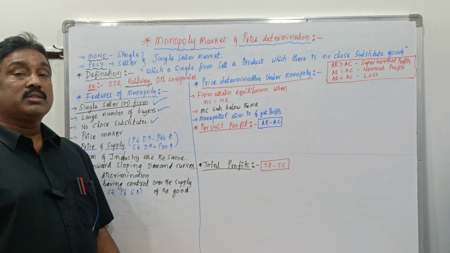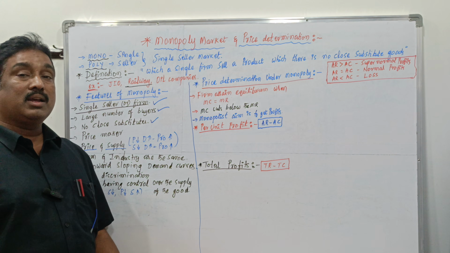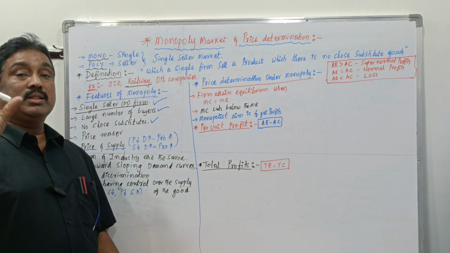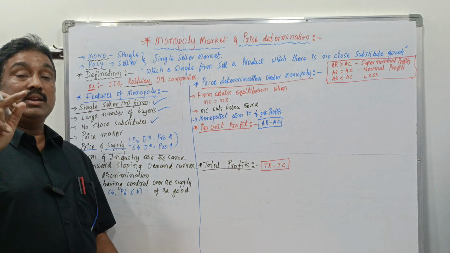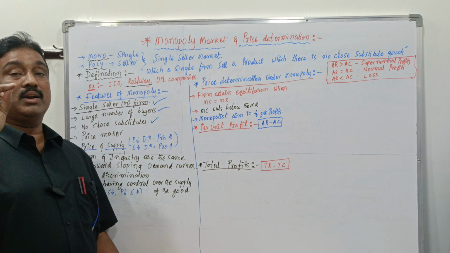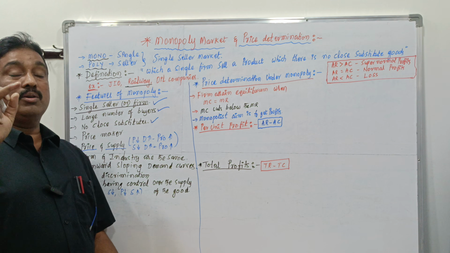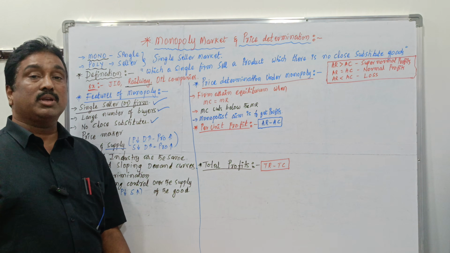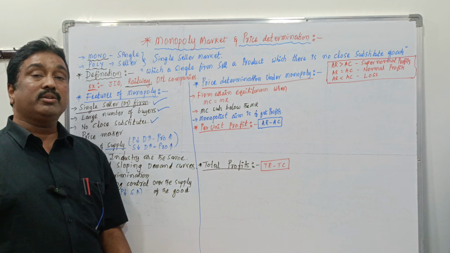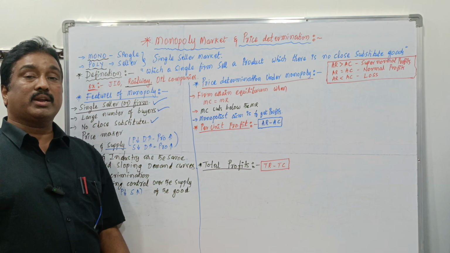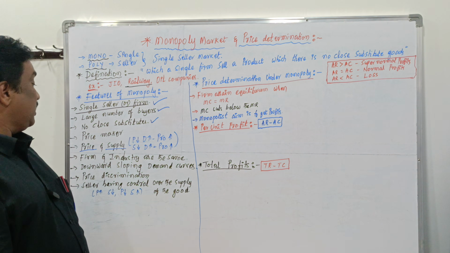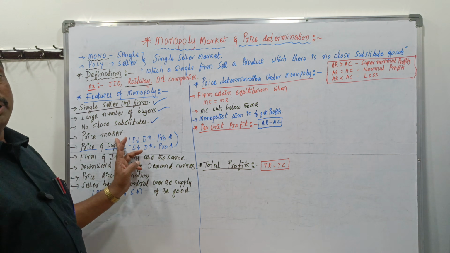According to their wish, the seller fixes the price of their products, and there is no chance for others. Sellers alone directly fix the product's price. Sometimes it's very high, sometimes it's very low, according to the market situation, according to the market demand. The seller fixes the price of the commodity in the monopoly market. So this is called the seller is the price maker.